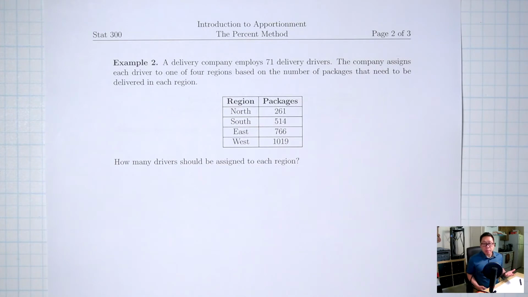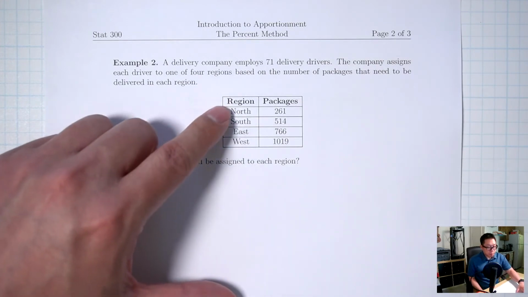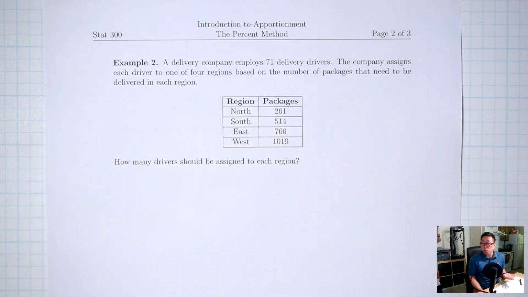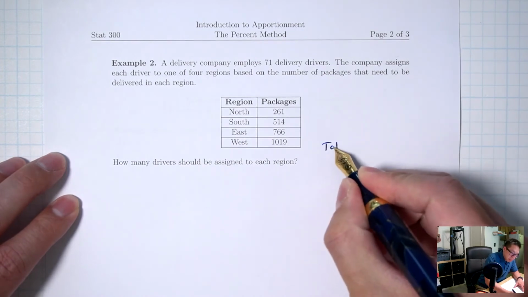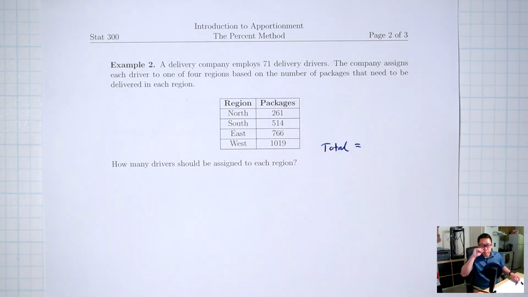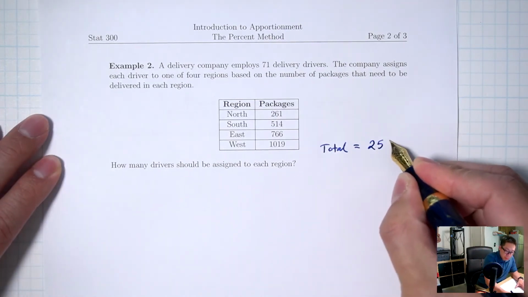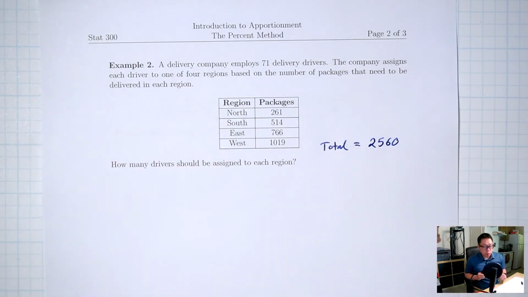And the idea is going to be the same as in example 1. I'm going to first ask myself, what percent of the packages does the north have? They should probably get that percent of the drivers then. So to find out what percent, I need to first find the total number of packages, which I'll get by adding up those numbers. 261 plus 514 plus 766 plus 1019. And we have 2,560 packages total. The north has 261 of them.